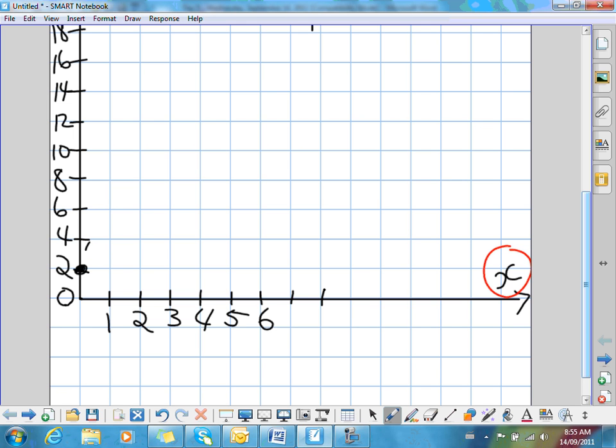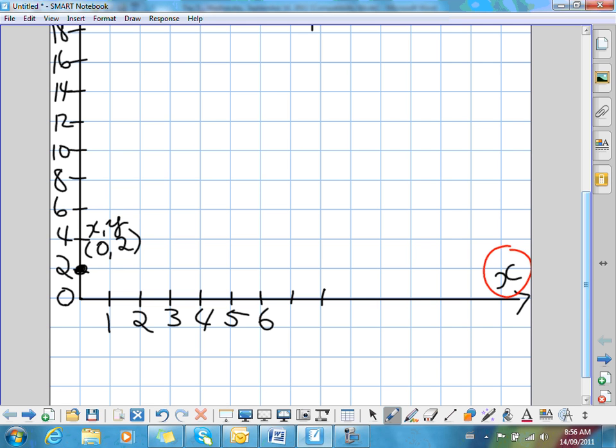If you want to, you can label it in brackets, 0, 2. So it's x before the y value. Now, you don't always have to label the coordinates like I did on the graph there. Did you see what I did? Make sure you label your y-axis as well.